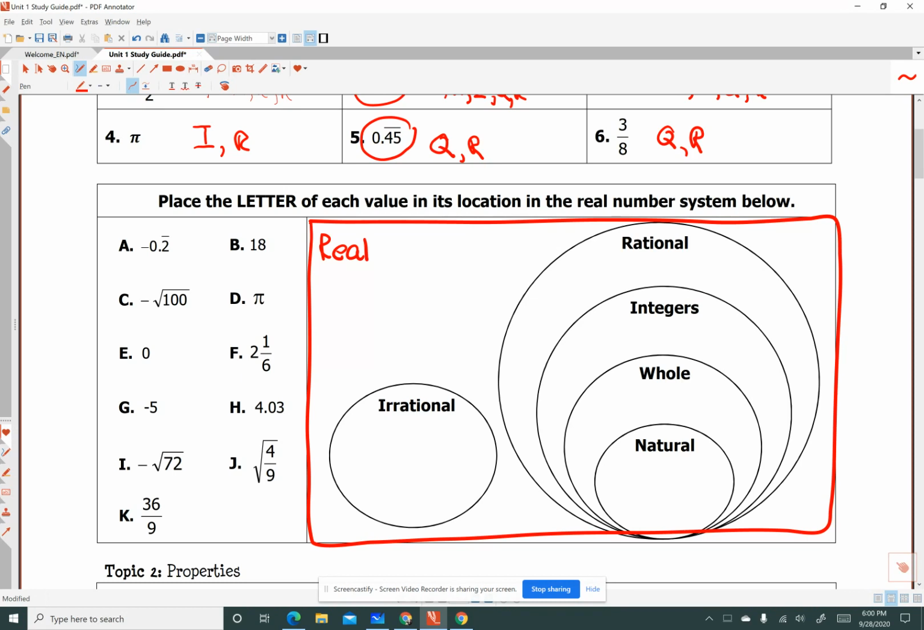The negative square root of 72 is irrational. And of course, pi is always irrational. So that's D. Notice I put the letter for each of these. So be careful when you evaluate these, because let's look at J.